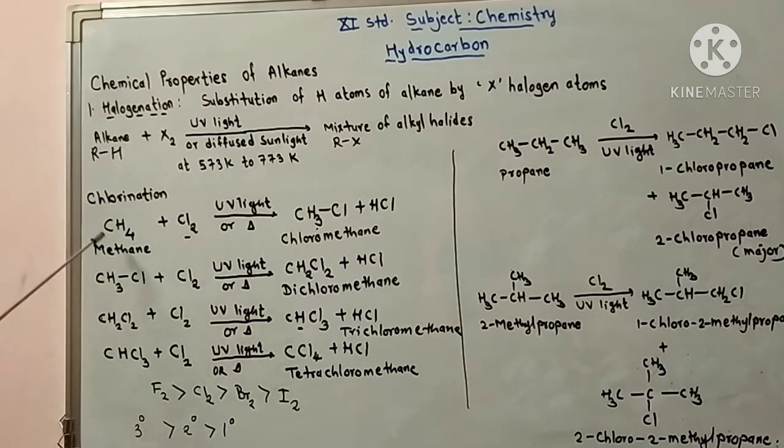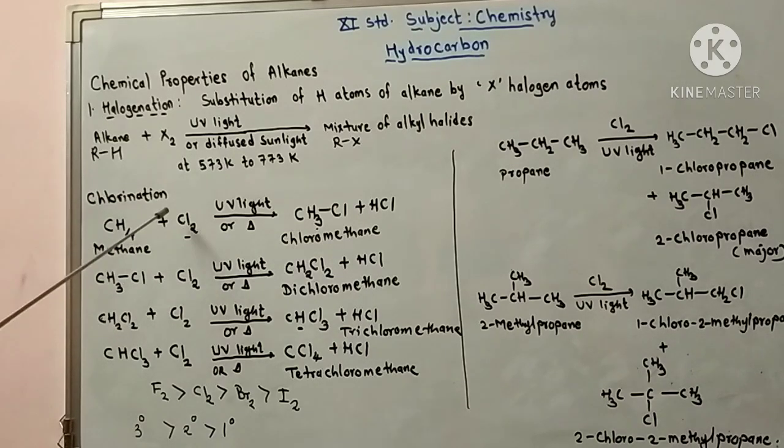Chlorination of methane. So methane CH4 reacts with chlorine Cl2 in the presence of ultraviolet light or at higher temperature. Here a hydrogen atom from methane is replaced by Cl. So we get CH3Cl plus HCl, chloromethane. This is formed: CH4 plus Cl2 gives CH3Cl plus HCl. Here three replaceable hydrogens are present in the product chloromethane.